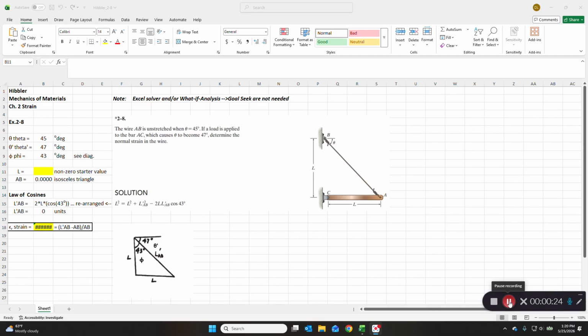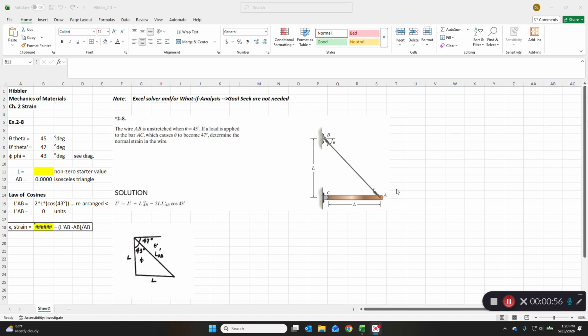In the first example, which is example 2.8, we have a problem which shows us a wire AB is unstretched when theta, you can see theta up here near anchor point B, is 45 degrees. If a load is applied to the bar AC, which is hinged, so it's able to rotate downward, causes theta to increase 2 degrees to become 47 degrees, determine the normal strain of the wire.